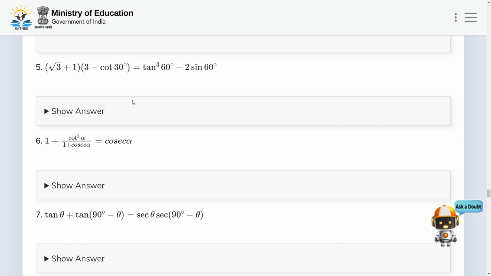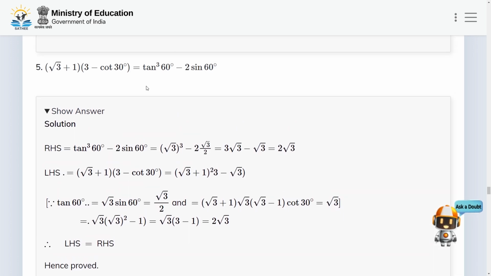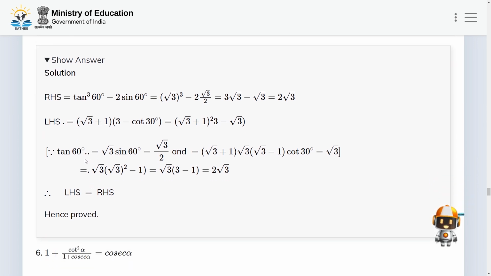In the next problem, we have to prove that (root 3 plus 1) times (3 minus cot 30 degree) is equal to tan cube 60 degree minus 2 sin 60 degree. In this problem, in the right hand side we have tan cube 60 degree minus 2 sin 60 degree, and we know the value of tan 60 degree is root 3, and sin 60 degree is equal to root 3 by 2.